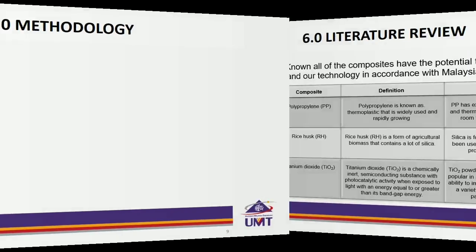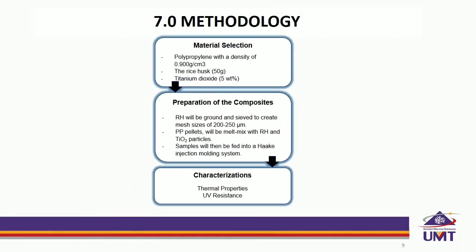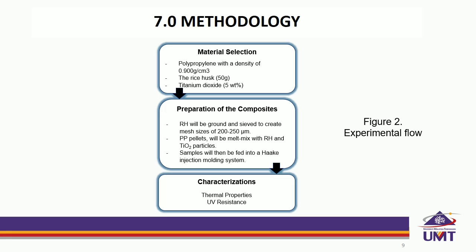For methodology, the first step is material selection, which are polypropylene with a density of 0.900 gram per centimeter cubed, rice husk with 50 gram, and titanium dioxide with 5 weight%.